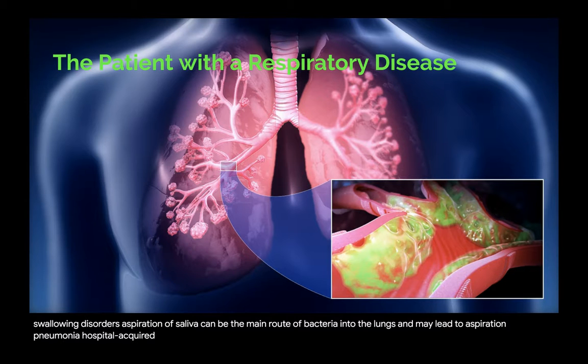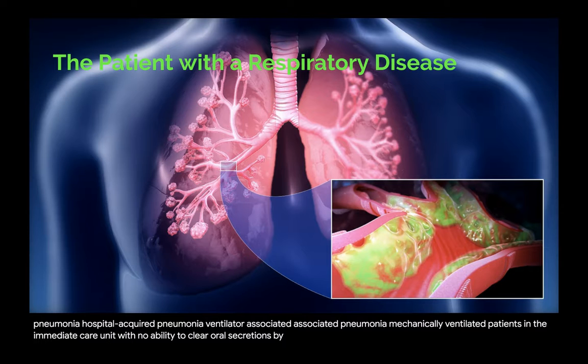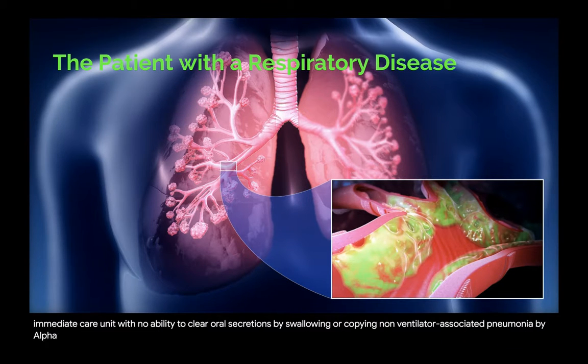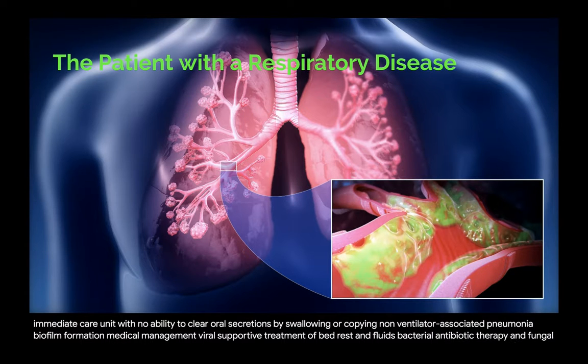Hospital acquired pneumonia. Ventilator-associated pneumonia, mechanically ventilated patients in the intensive care unit with no ability to clear oral secretions by swallowing or coughing. Non-ventilator-associated pneumonia, biofilm forms on endotracheal tubes and catheters. Medical management: viral, supportive treatment of bed rest and fluids; bacterial, antibiotic therapy; and fungal, sulfa drugs.